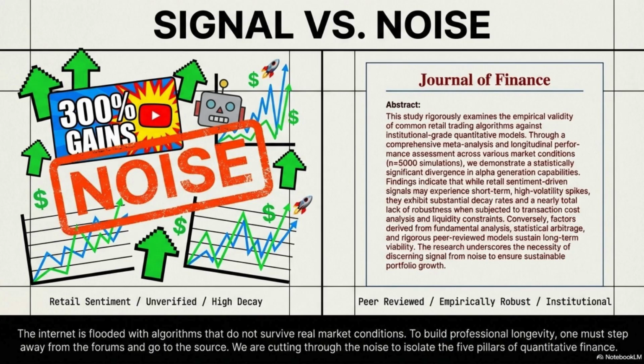Today, I am cutting through the noise. I'm giving you my top 5 must-read research papers that form the foundation of modern algorithmic and quantitative trading. These aren't just interesting reads, they are the pillars that entire hedge fund strategies are built upon. Let's dive in. Paper number 1.